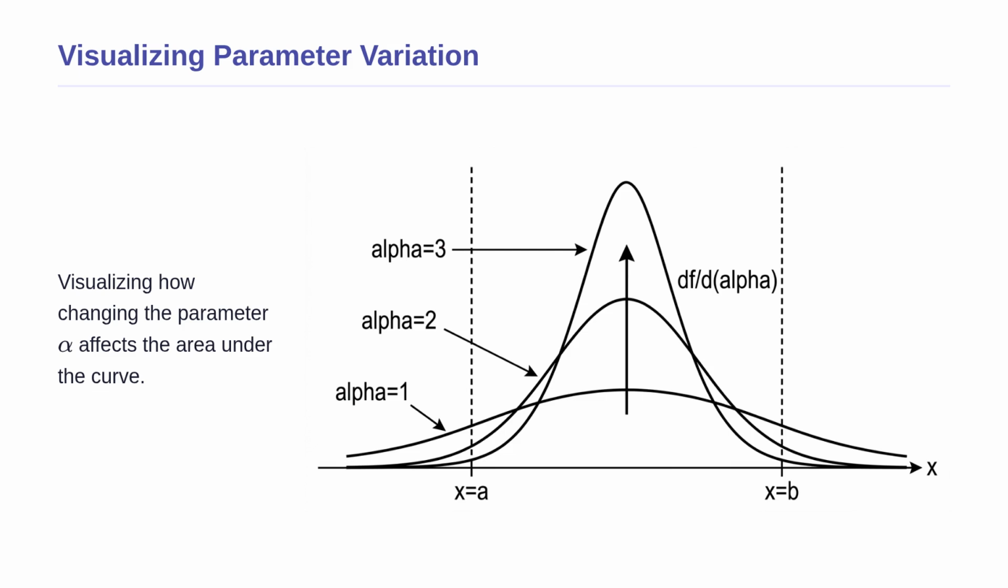As alpha increases from 1 to 3, the curve stretches upwards. The arrow labeled with the partial derivative shows this vertical growth. Differentiation under the integral sign calculates exactly how fast that total shaded area is growing as we turn the alpha dial, without needing to calculate the total area first.